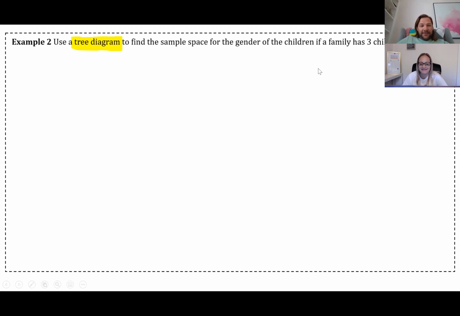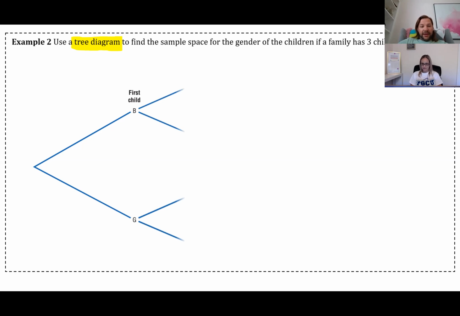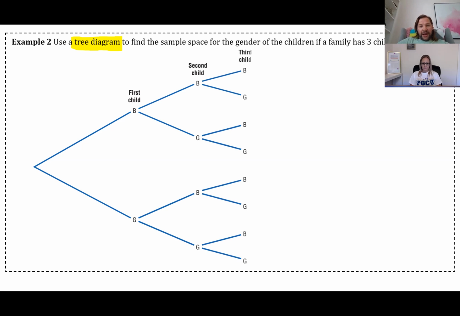So now another way to organize your thoughts when calculating the number of possible outcomes is to use a tree diagram to find the sample space. Here it says, use a tree diagram to find the sample space for the gender of the children in a family that has 3 children. So we're assuming here there are only binary outcomes: either you have a boy or a girl. To build this tree, you basically have 2 outcomes, boy or girl, for the first child, and then boy or girl for the second child, and then finally boy or girl for the third child. And here we calculate that there are 8 possible outcomes.